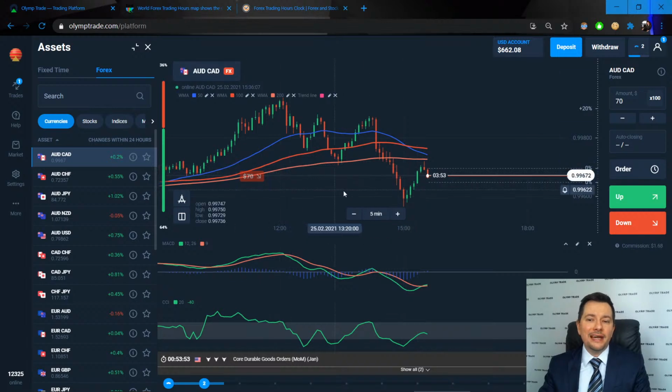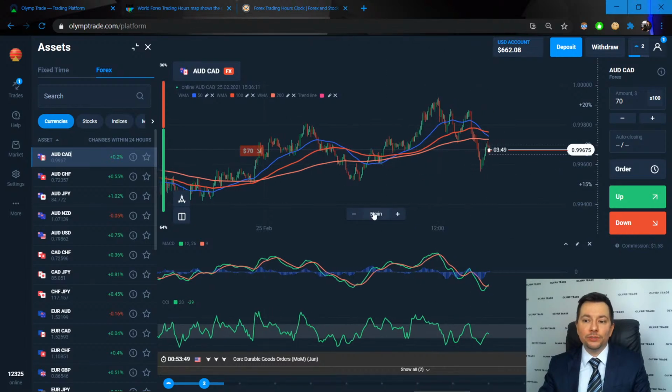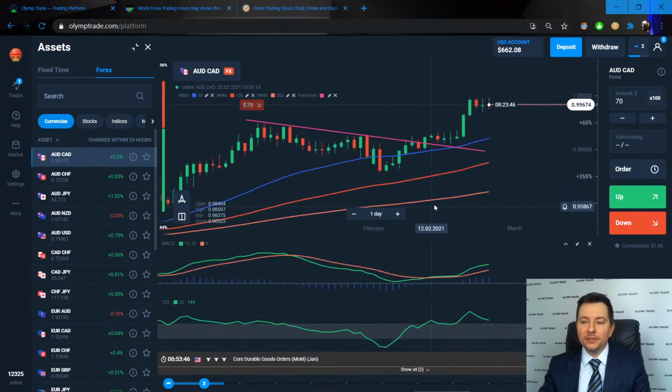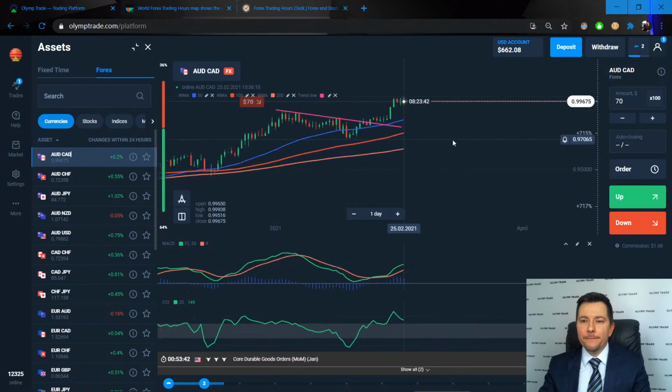And for the Aussie CAD, I've been watching the battle between these two. And we have this really strong market move. It actually may not have been the best trade.